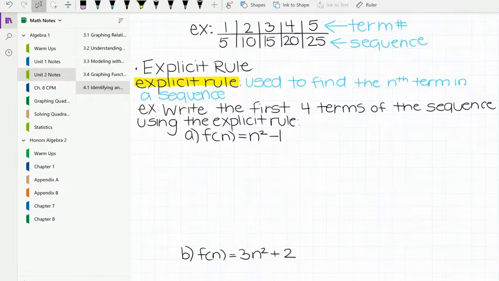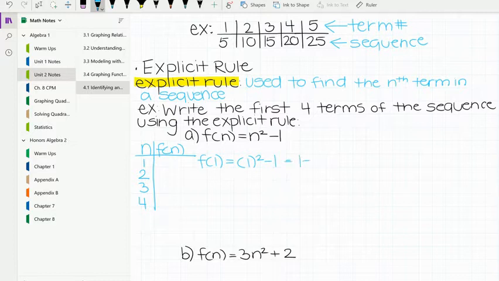It says to write the first 4 terms of the sequence using the explicit rule. So it's explicit because I can just plug in 1 to find the first term, 2 to find the second. So what I'm going to do is make a table. I know that I need to plug in 1, 2, 3, and 4, because to find the first term, I have to plug in 1. So f of 1 equals, and wherever I see an n, I'm going to plug in 1. That will be 1 squared minus 1, which is 1 minus 1, which is 0.